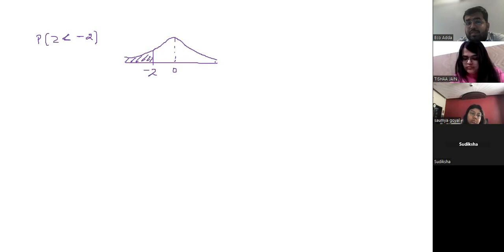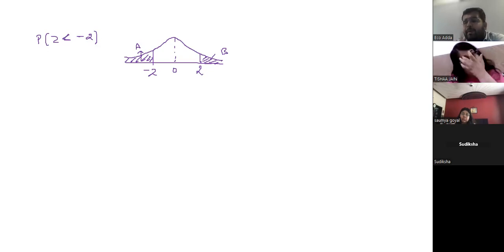Since the distribution is symmetric, if I take 2 here and shade this area, then area A is equal to area B. That means if you can find area B, then you know the probability of area A because the distribution is symmetric. But the problem is how to find area B.